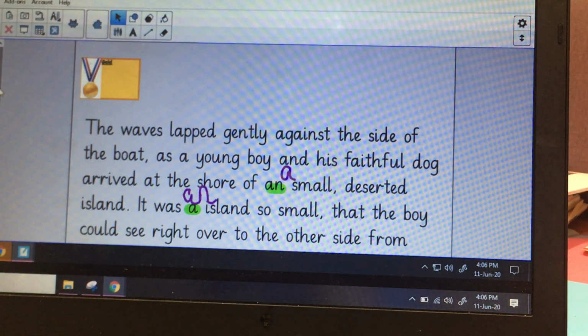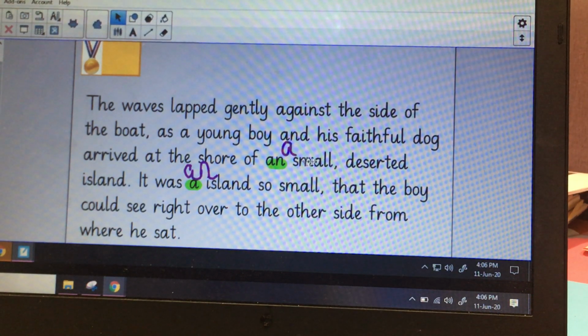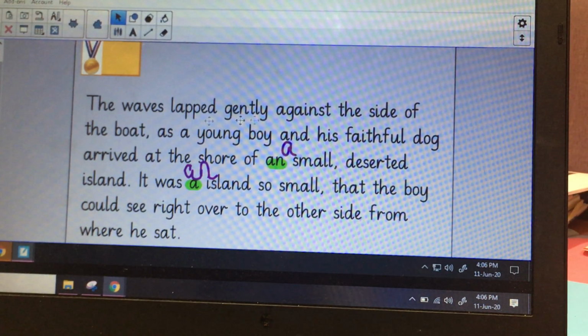So we've got an small deserted island. Okay, it's not correct. If we look at the word small, it begins with an S, which is a consonant sound, which means it needs to have an a. It was an island so small. It should be an because island begins with a vowel sound.